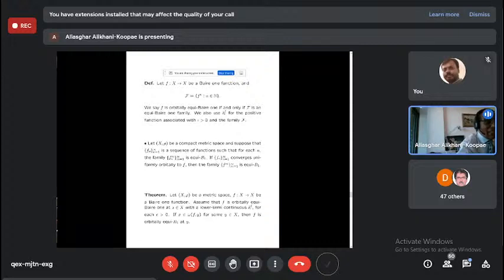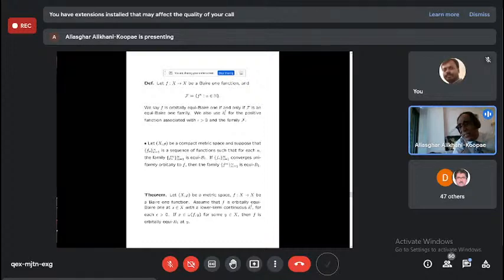Okay, and it turns out that when we have X and rho be a metric space, and f be a Baire 1 function, if f is orbitally equi-Baire 1 at x with a lower semi-continuous delta. See, keep in mind that for any f, we have a delta epsilon, and for any epsilon and our f, we have a delta epsilon and f.